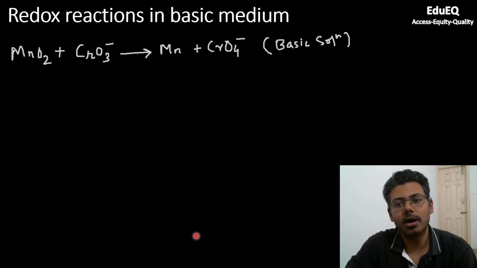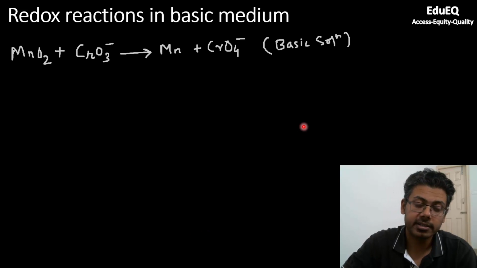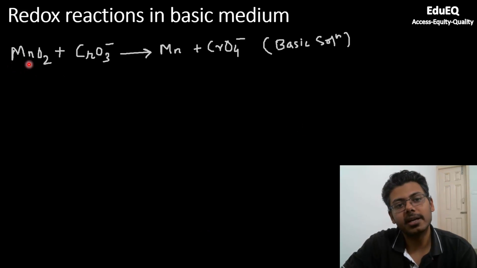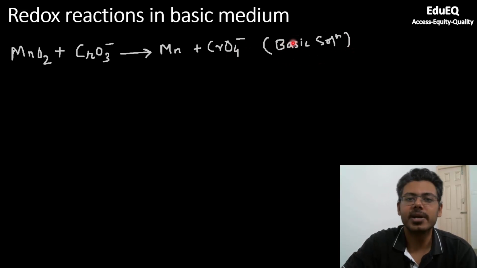Now coming to another very interesting example: manganese dioxide, MnO2, is reacting with CrO3 minus to give manganese plus CrO4 minus, and this reaction is occurring in basic solution. So how do we balance this one?